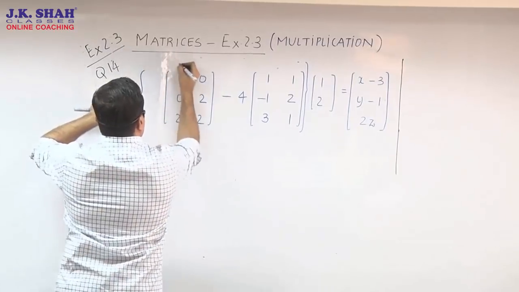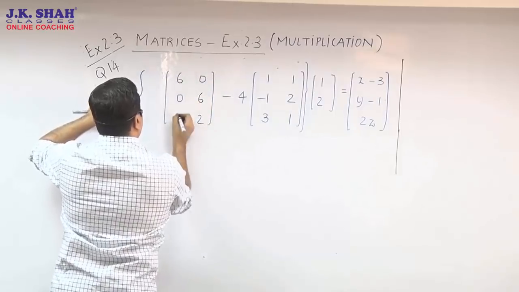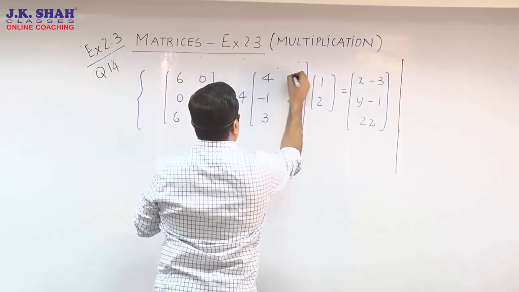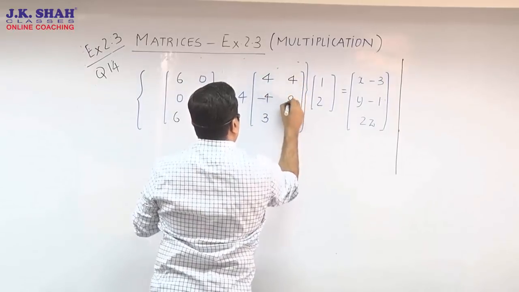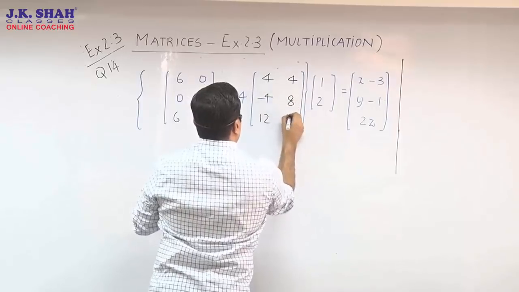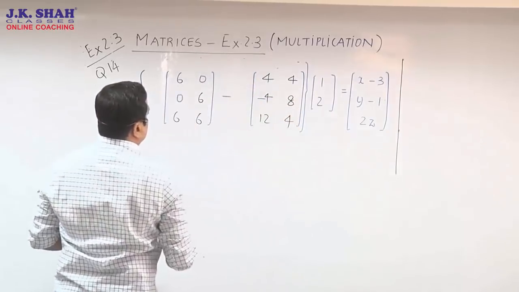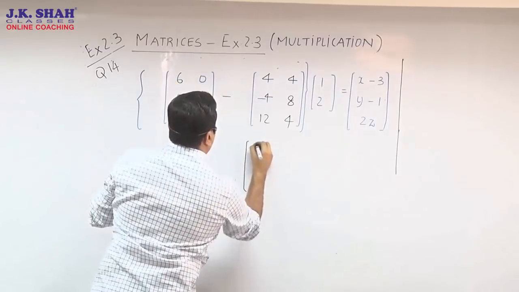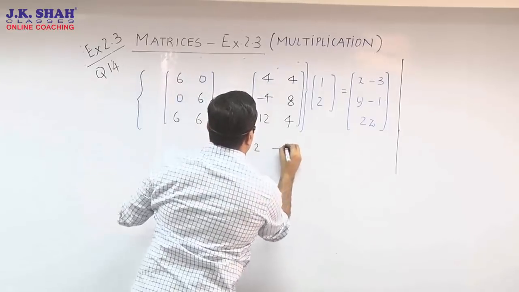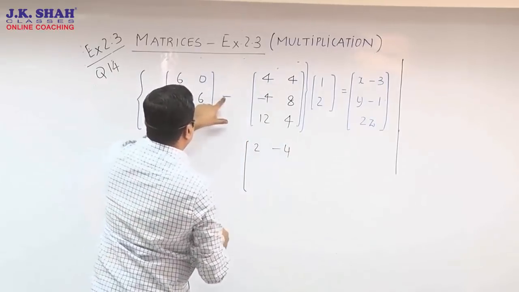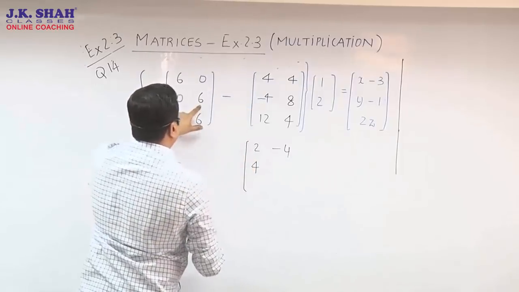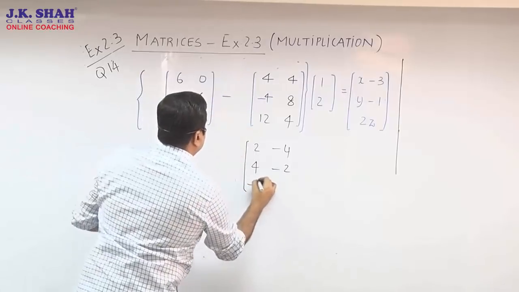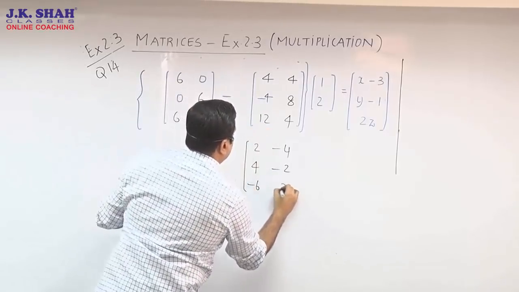3 multiplied, what will it be? 6, 6, 6 and 6. 4 multiplied, what will it be? 4, 4 minus 4, 8, 12, 4. Then you must have finished the subtraction. 6 minus 4, that's 2. 0 minus 4, minus 4. Hope yours also came out. 0 plus 4. I hope you didn't go wrong. 6 minus 8, minus 2. 6 minus 12, minus 6. 6 minus 4, that's 2.